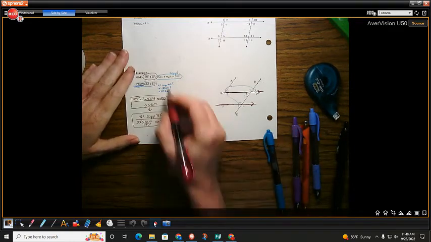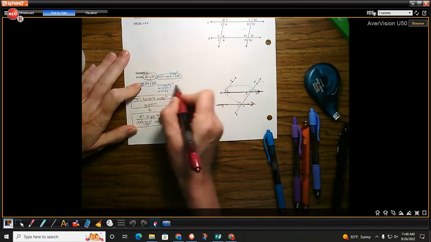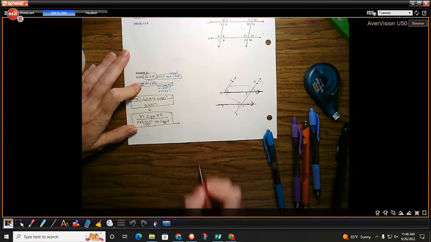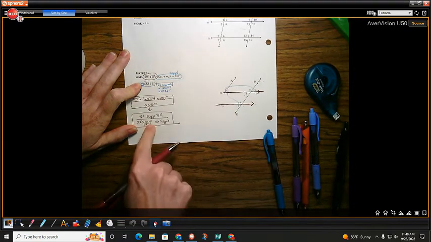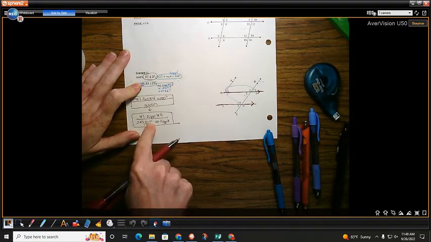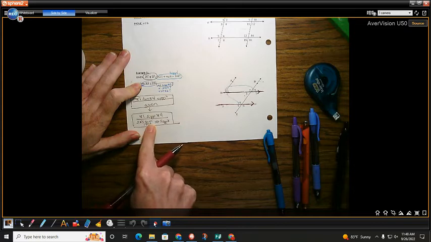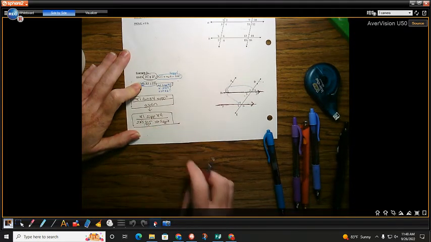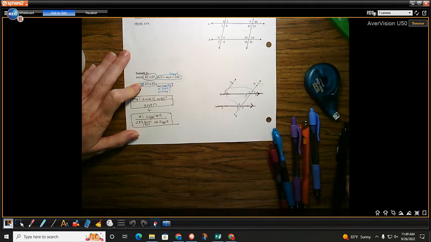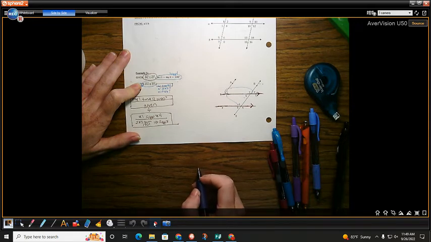Look, to prove my lines parallel, I just need one supplementary to two. I've got one supplementary to four. I'm almost there. If only this four was a two, that would make life great. Sadly, four is not two, is it? No. They cannot yet. Not yet, but could it be?